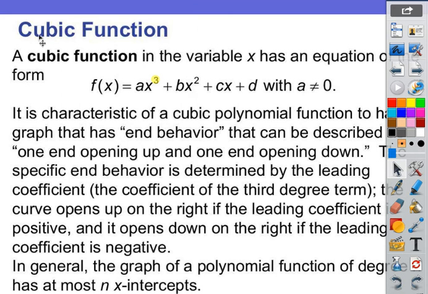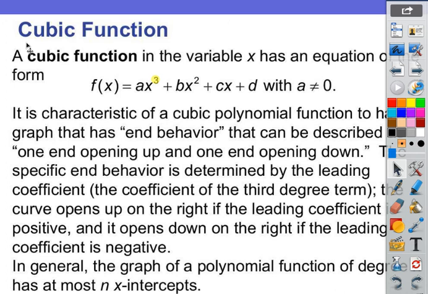It has to have an x to the third term. The x squared term, the cx term, and the d term may or may not exist depending on the values of b, c, and d, but there has to be an x cubed and nothing of higher degree than that, or it's not a cubic.